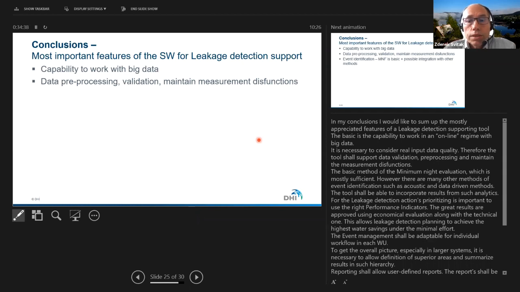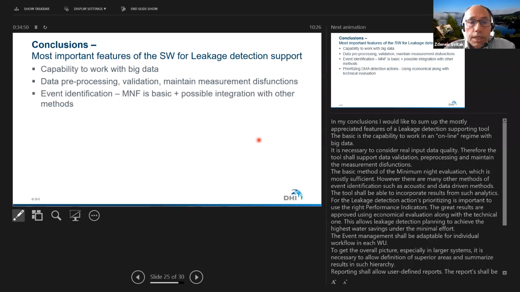It is necessary to consider real input data quality. Therefore, the tool shall support data validation, pre-processing, and maintain the measurement dysfunctions. The basic method of the minimum night inflow evaluation is mostly sufficient, let's say, for starting with the leakage detection support. The tool, however, shall have an option to integrate with other methods.